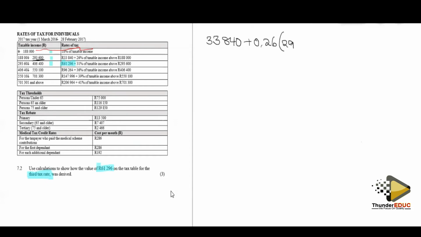So 293,600 minus the value that was found in bracket number 2, which is 188,000. I'll just do this and we find out the answer now. As you are trying to practice this, once you've done the first step, you can easily put it in a calculator and you get your answer straight away, because I know some people will add before they multiply, which is not right.